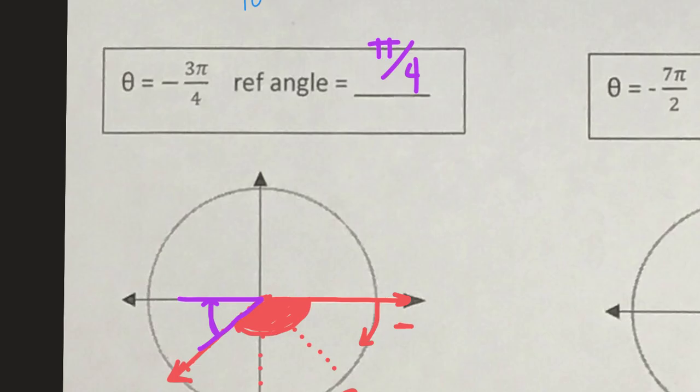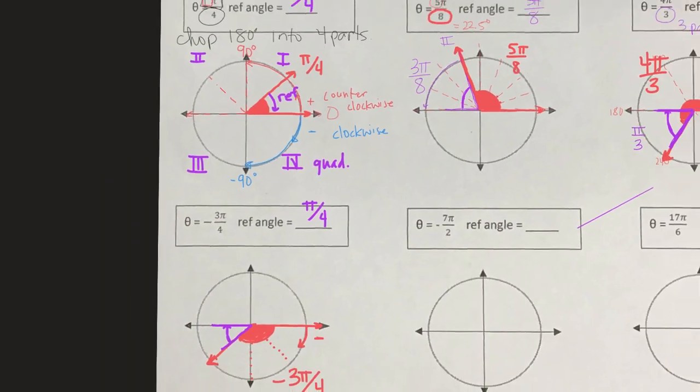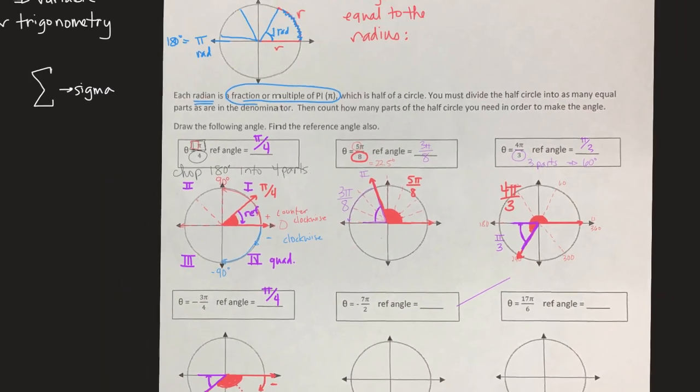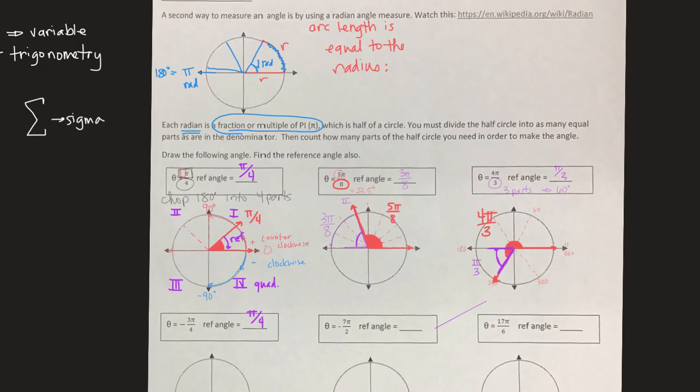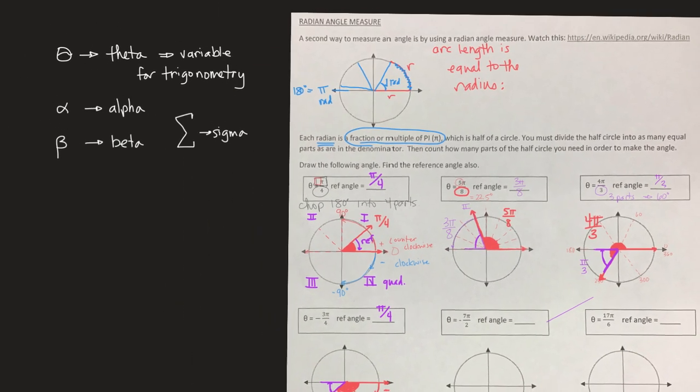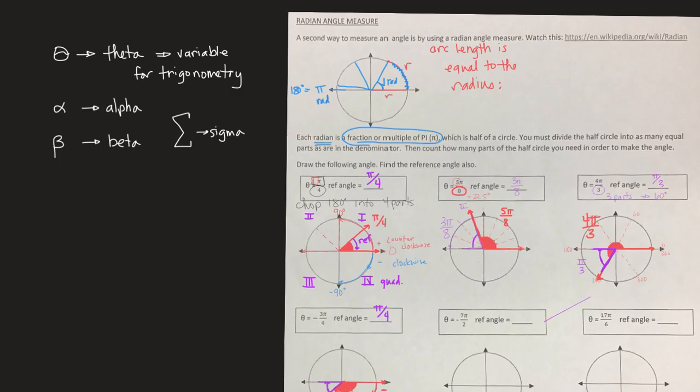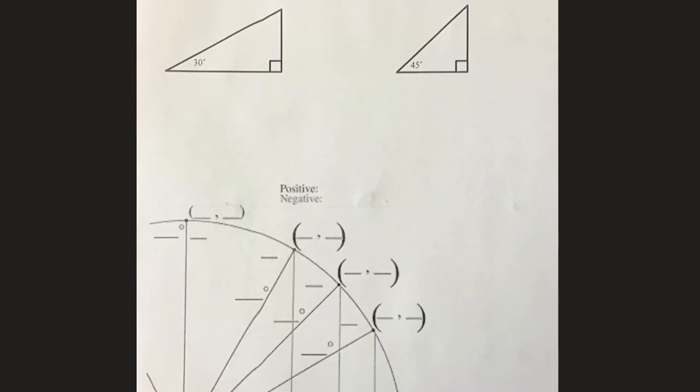Okay? So there's a little something about angles, right? We usually use radians when we're talking about trig angle measures. Okay, our theta and our alpha and our beta. So now let's look at some unit circle things and start building that.